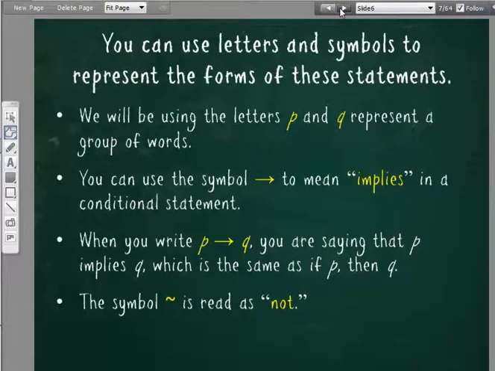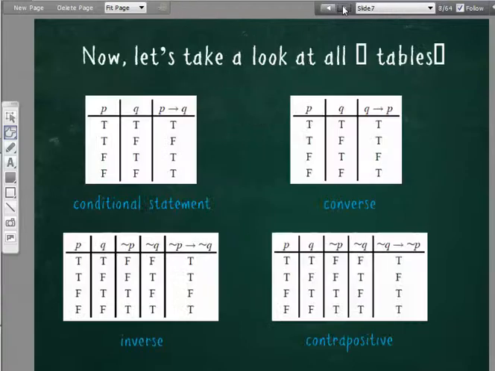And this kind of goes over the variables again, that P is the hypothesis, Q is the conclusion. The arrow means imply, and the little tilde mark means not. And here's the tables again. Remember, each table, the first two columns are the same. This is the conditional, the converse, inverse, and contrapositive. And again, these slides will be in doc sharing, so you can go through and review these at your own pace.